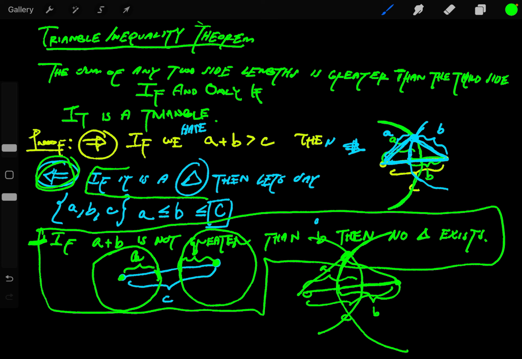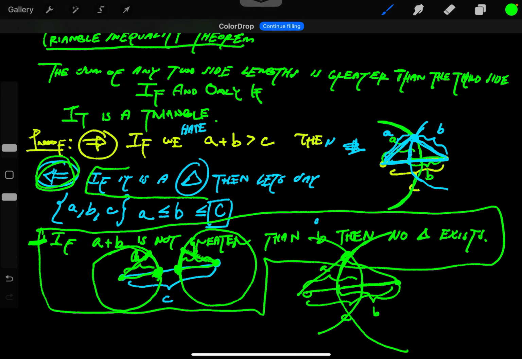If this is C, then you should see that if A plus B is not greater than C, you could try to get this to meet at B, but it will never meet exactly at B. The closest it'll get is if they're both lying flat on this side length C, which can't occur. And that won't be a triangle anyway, but it doesn't even meet at that point, which is why you need A plus B to be greater than C. This is more or less the idea.